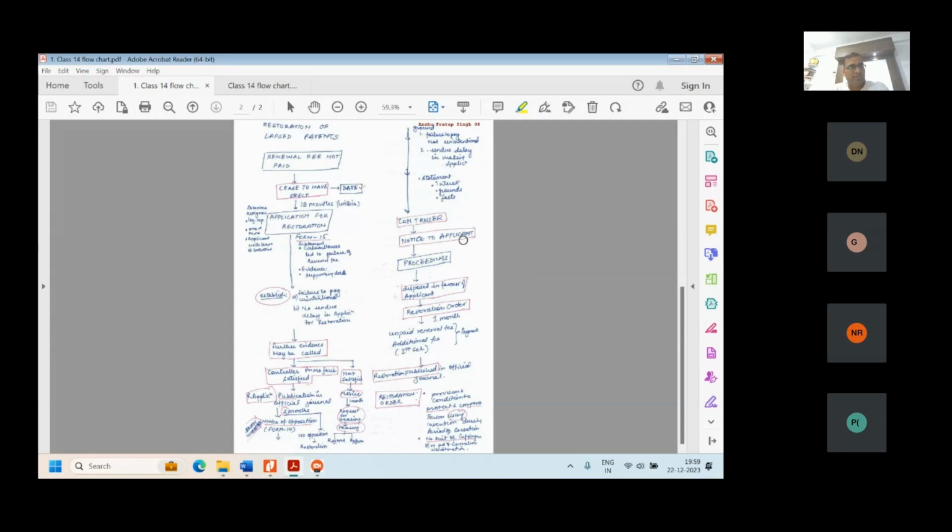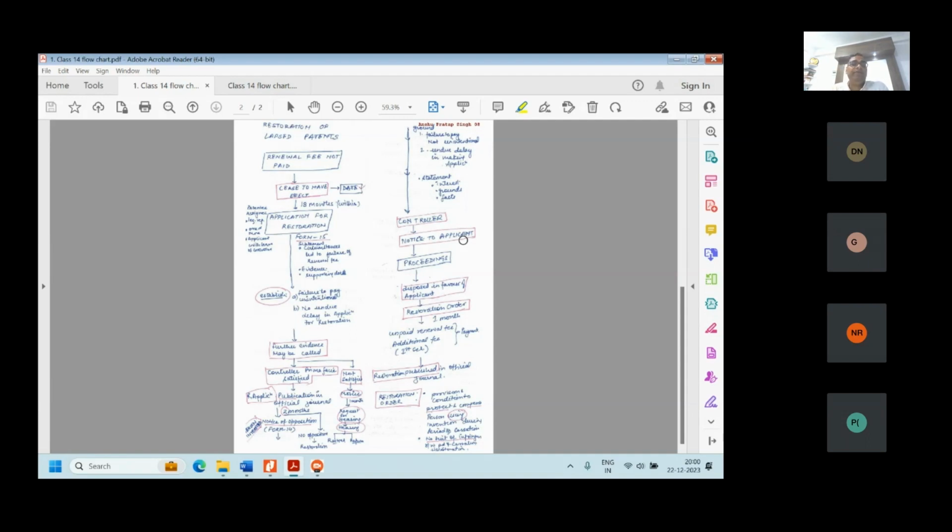Now, suppose you have not paid the renewal fee. The last date on which the renewal fee was supposed to be paid, after that date, the patent will cease to have effect. That date is very important. It will be considered the date of cessation. From that date of cessation to 18 months, you have a right that you can apply for restoration.